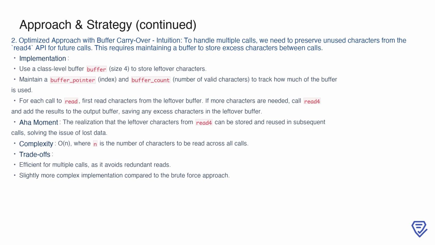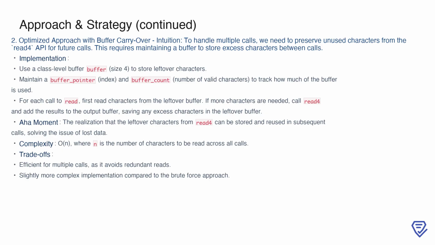The intuition is to maintain a buffer that carries over any extra characters fetched by read4 but not immediately used. To implement this, we introduce a class-level buffer of size 4, along with a pointer to track the current position within the buffer and a count to indicate how many valid characters it holds.